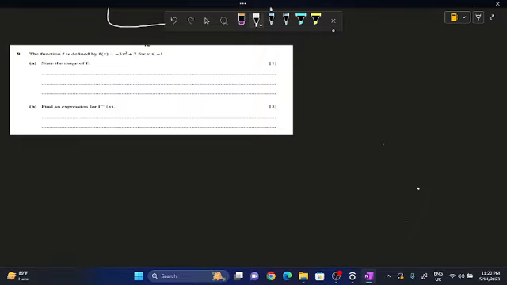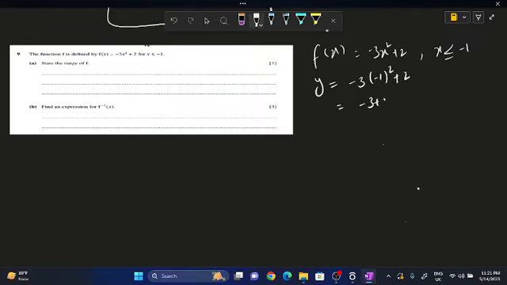So consider the function that is given to you, f of x equals minus 3x squared plus 2, for x less than or equal to minus 1. When you put x equals minus 1 here, your y will be minus 3 times minus 1 whole squared plus 2. That gives you minus 3 plus 2, which equals minus 1. It means that whenever you put x equals minus 1, your y will be minus 1.